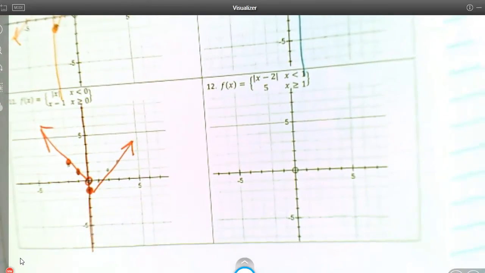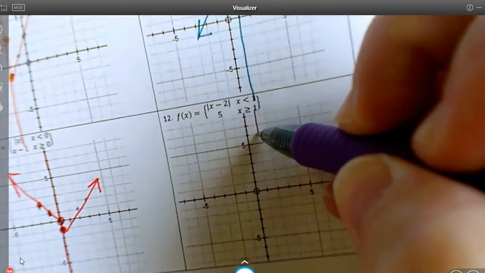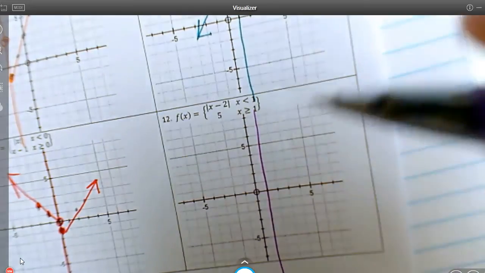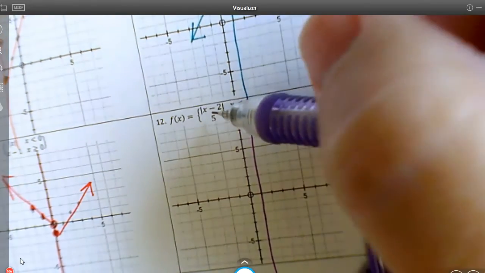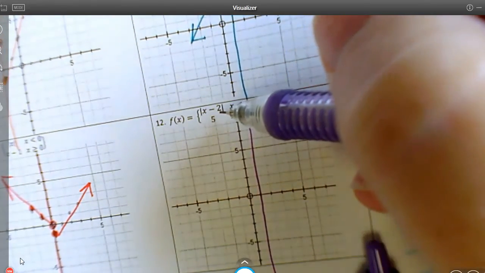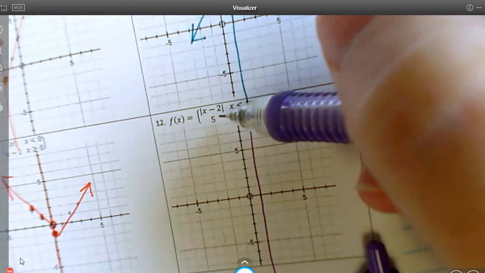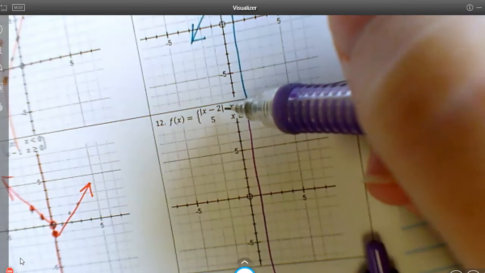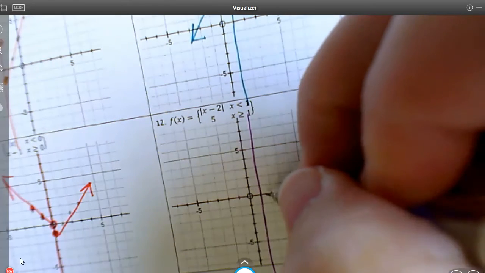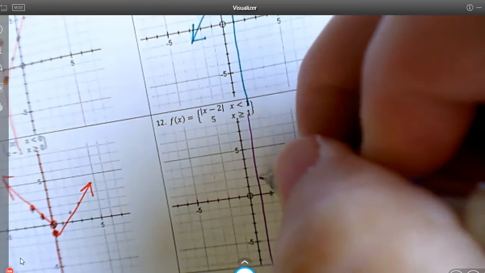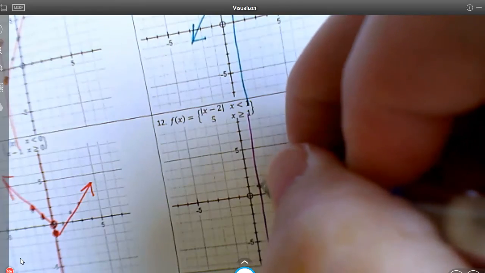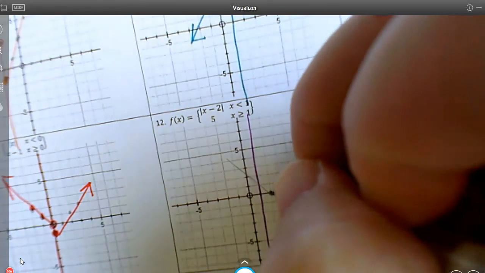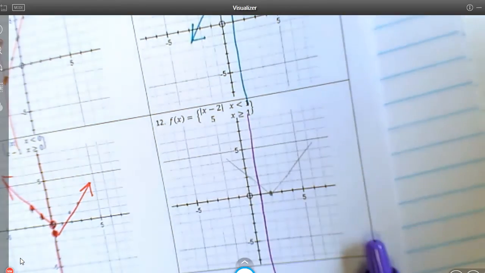Alright, on the next one. So 1 is the place it changes. And our first one says absolute value of x minus 2. Remember that absolute value of x is a V. The minus 2 part means that it moves it right because it's inside the absolute value. So we're going to go right 2, and then this would be like our line. Our absolute value is going to kind of look like that.